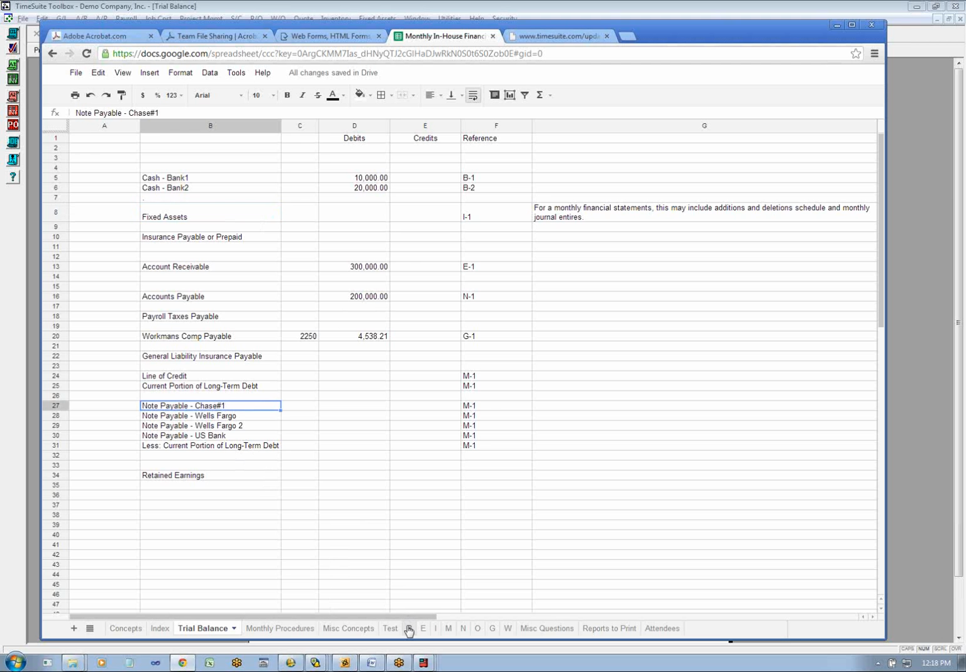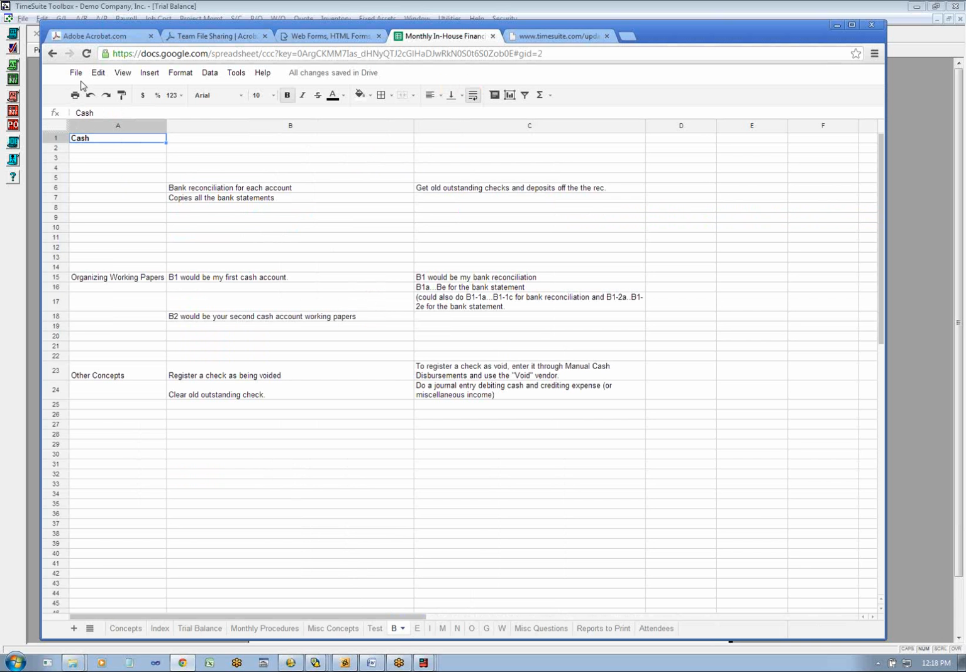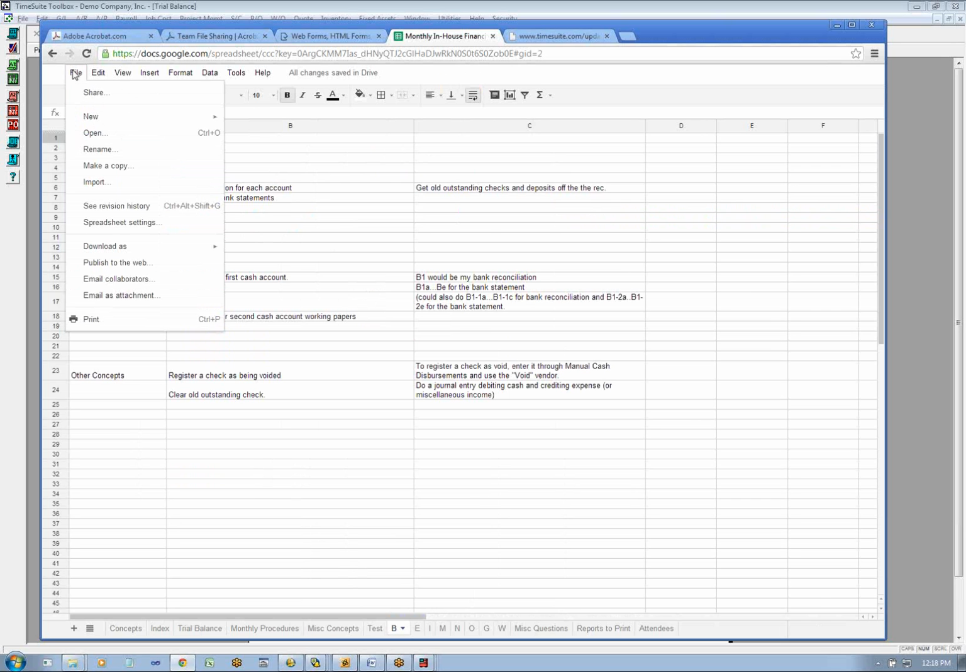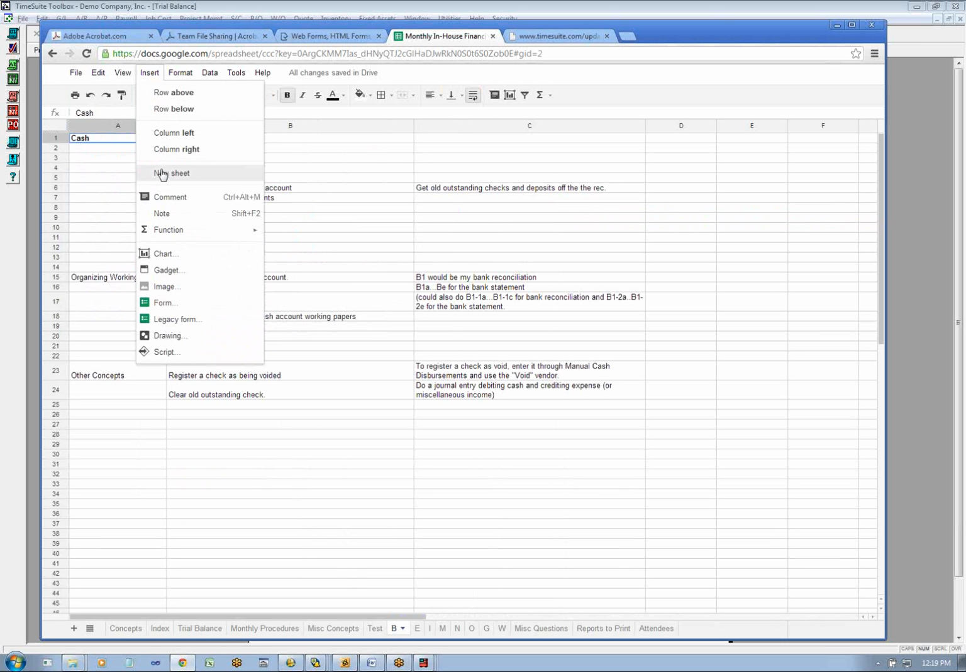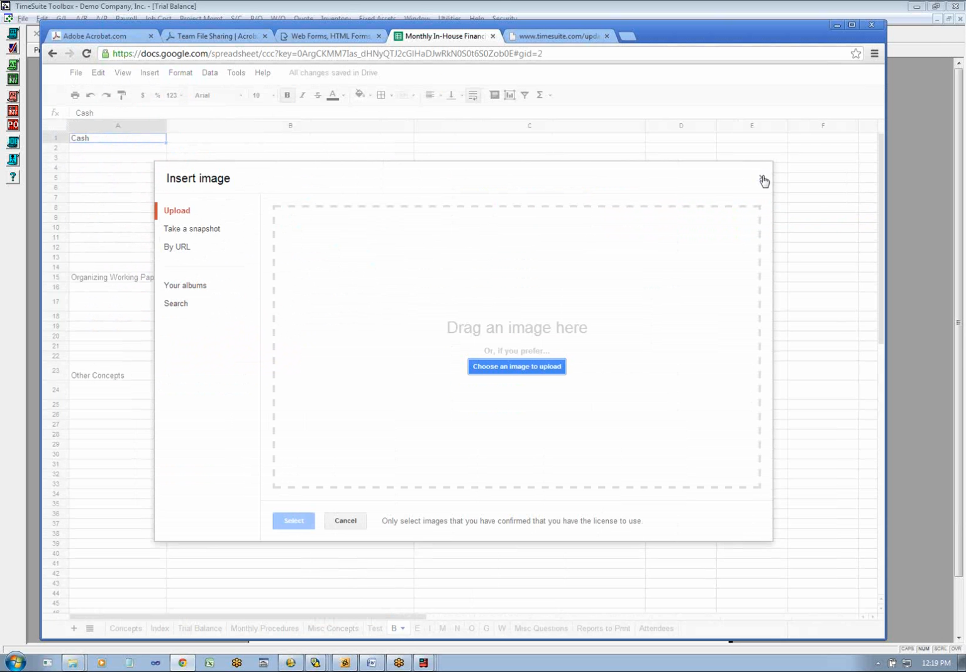So here we have this, and one thing that we did figure out is that you could do some sort of an attachment, but you've got to save that PDF as an image when you download it. So if we say insert an image, then we can do something with that. We'll cover that here in a little while.